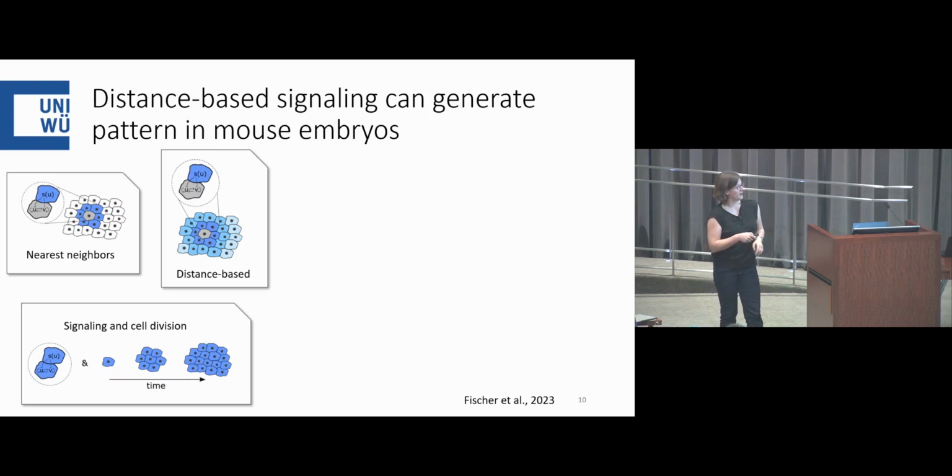As I said, people haven't done these distance-based approaches yet. The usual thing is nearest neighbor. So you just integrate what the nearest neighbor does. It's usually an average. And then, of course, for the mouse embryo, we also needed to include cell division. And then we looked at the measurements.